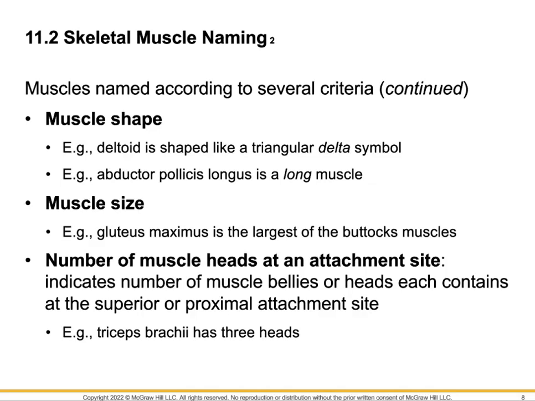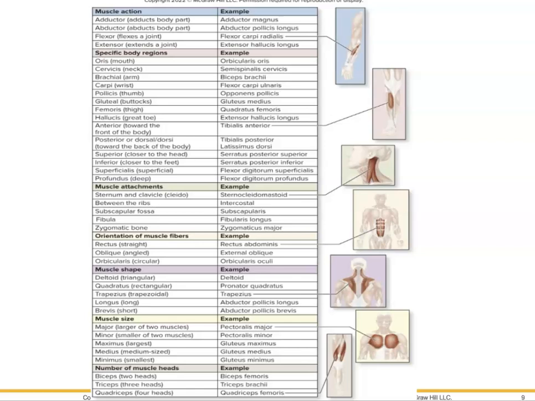The number of muscle heads at an attachment site is used frequently as well. So the number of muscle bellies or heads. The triceps brachii has 3 heads. Biceps brachii, of course, 2 heads. All right, let's wrap this up by looking at a few of these.